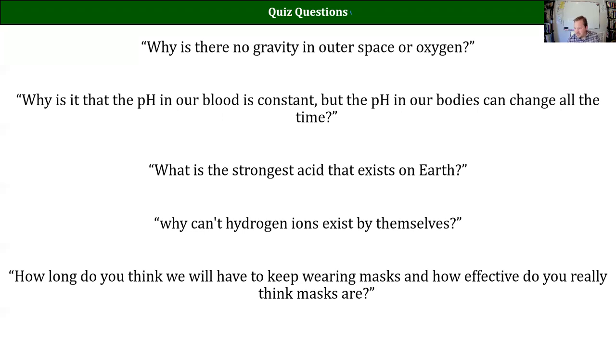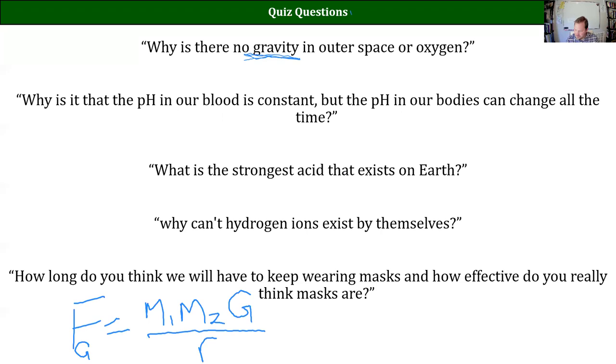First off, at its most basic level, if we start talking about gravity, gravity is the attraction between any two objects that have mass. So there's never a time when there's no gravity, but the force of attraction between two objects is based on how big those two objects are and how far apart they are. I'm probably going to butcher this equation since I haven't used this in a really long time. The force of gravity between two objects is equal to the mass of object one times the mass of object two times the gravitational constant divided by the distance between them squared.